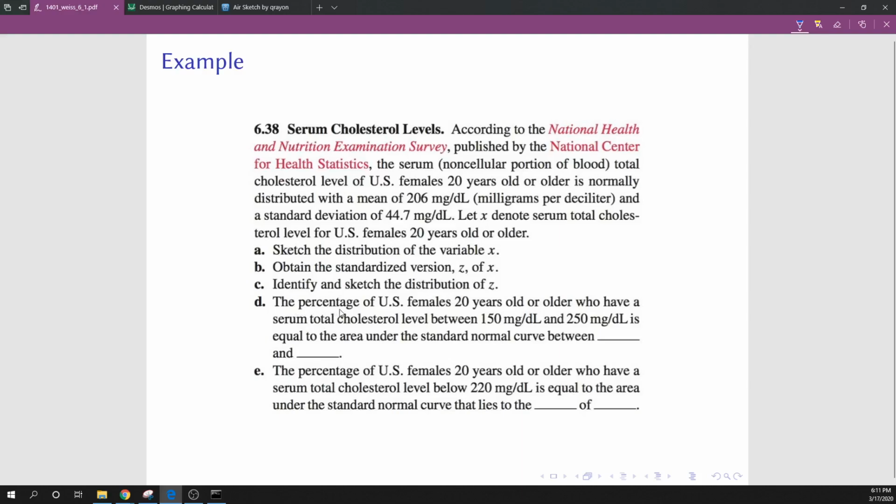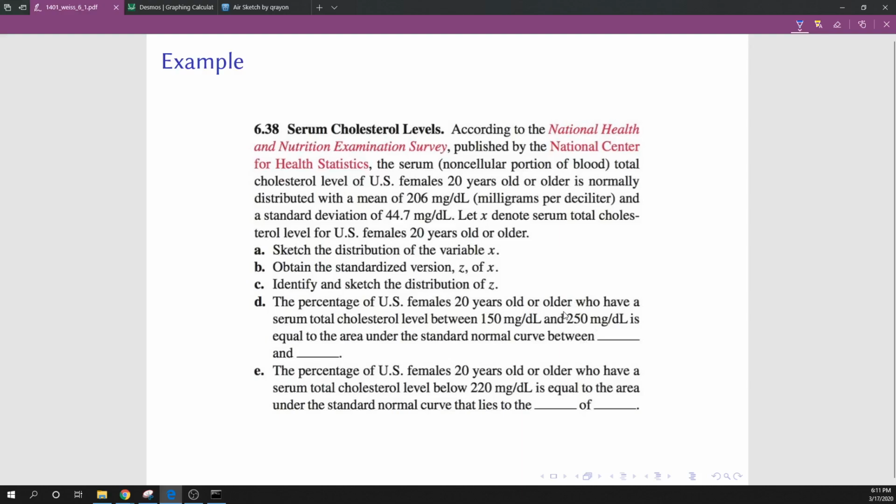So part D, it says the percentage of U.S. females 20 years or older who have a total serum cholesterol level between 150 and 250 milligrams per deciliter is equal to the area under the standard normal curve between blank and blank. So basically what they want us to do is to find the z-scores for 150 and 250.